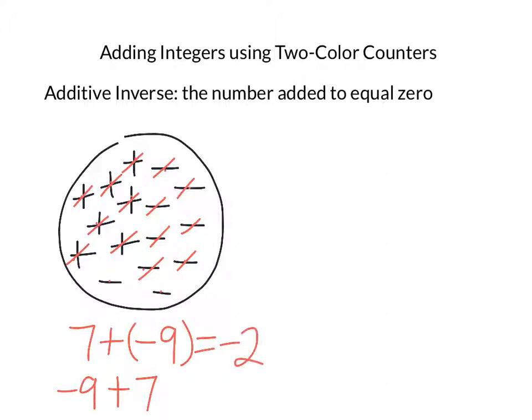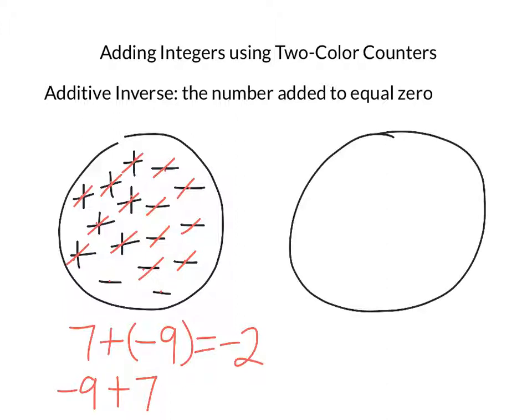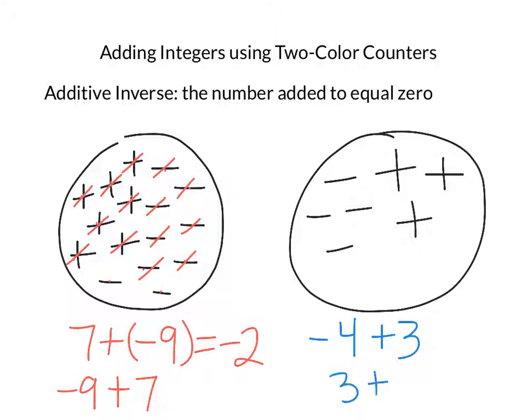So let's do another one. How about four negatives and three positives? The way we could write this would be negative 4 plus 3, or we could write it as 3 plus negative 4.